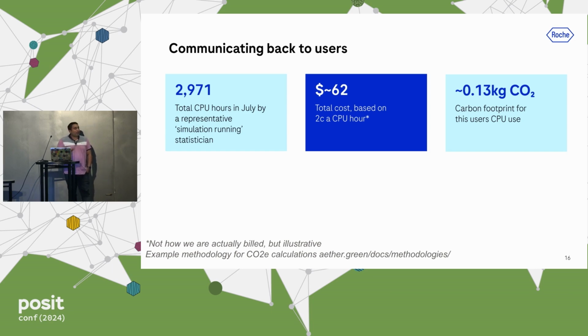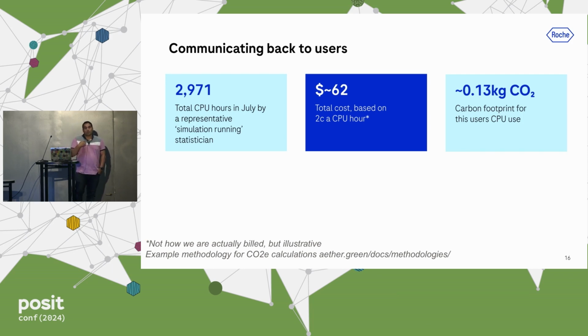One of the things we found, though, is that using the available code to calculate that, it's actually relatively low if we're talking about a statistical programmer. So this person who had almost 3,000 hours in a month, it was actually only about 0.13 kilograms of CO2. And we need to make sure when we're communicating back to users, it's steering people in the direction we want them to go.